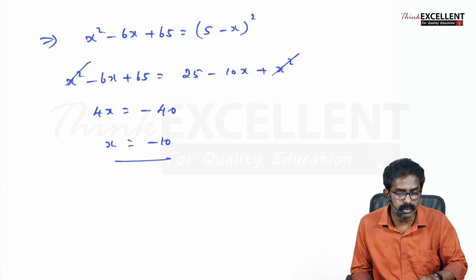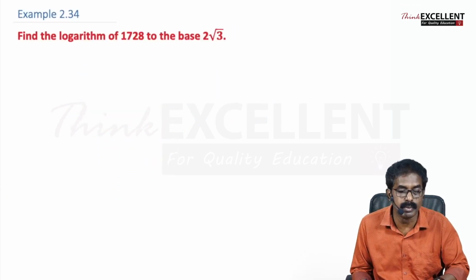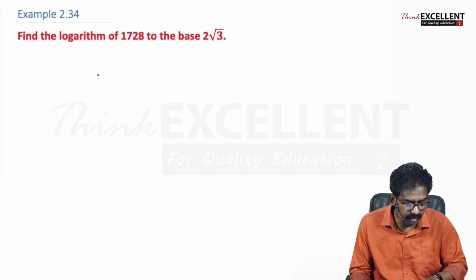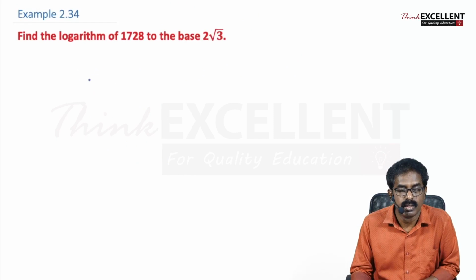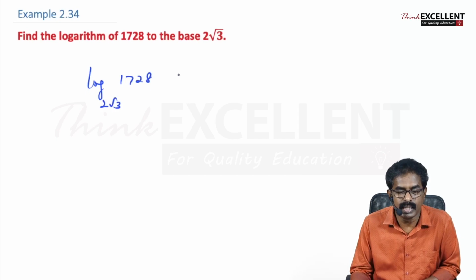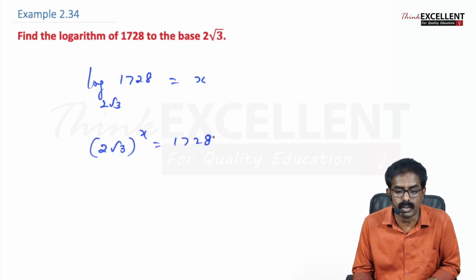Okay, so now you see another few example sums will help you. Find the logarithm of, see what they asked here. Find the logarithm of 1728 to the base 2 root 3. You take this as x. So it is enough to find what the x value is, right? So change it into exponential form: 2 root 3 raised to x equal to 1728.